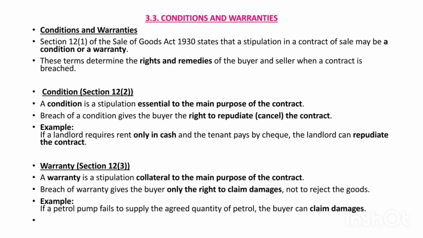The next topic is warranty under section 12 subsection 3. A warranty is a stipulation collateral to the main purpose of the contract. So a condition is a stipulation essential to the main purpose, and a warranty is collateral to the main purpose. Collateral means a secondary or side promise. The main deal still stands even if this term is broken.